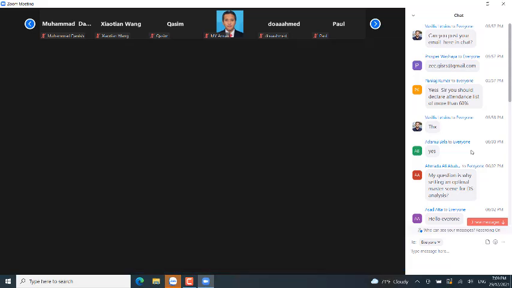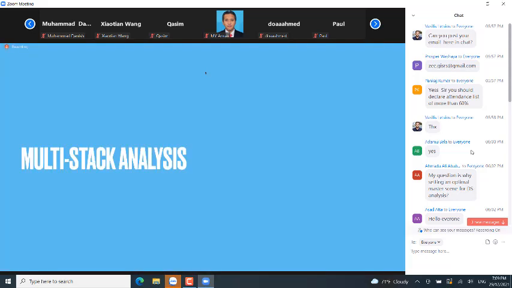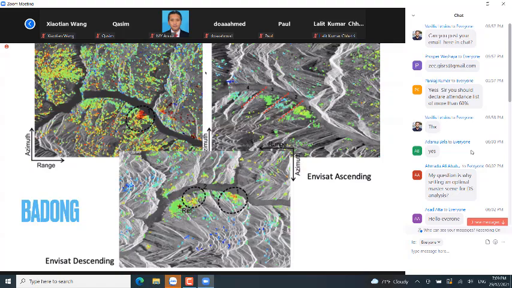So that is just one example. One point that we had discussed is the ascending, descending analysis. So let's take a look a bit more in detail on how we can do multi-stack analysis. This is one example here from Badung.